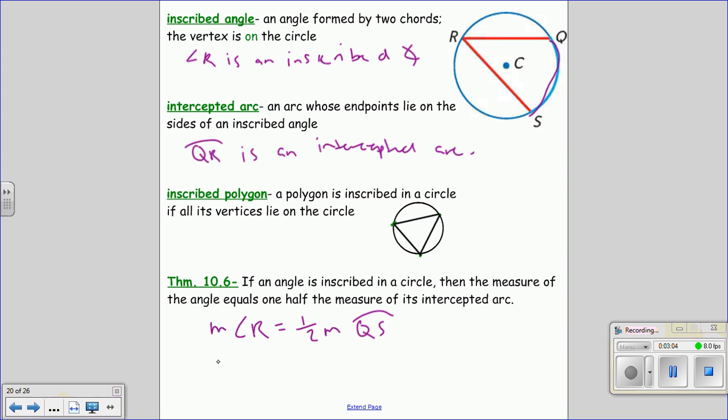Another way of looking at it is the measure of arc QS is equal to twice as much as the measure of angle R. So it can be looked at in forwards and reverse, even though you don't see the words if and only if, but that's 2 ways of looking at it.